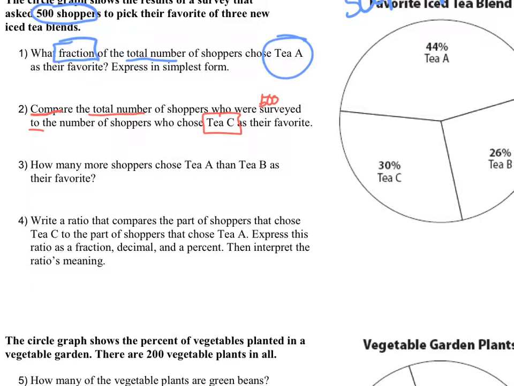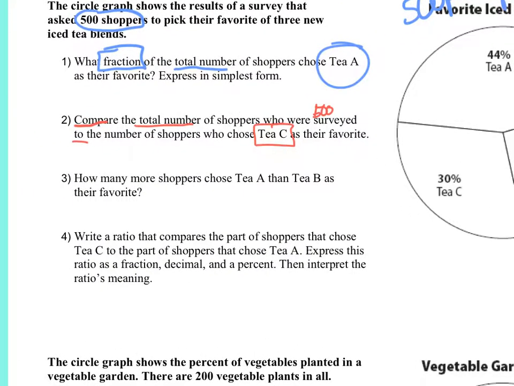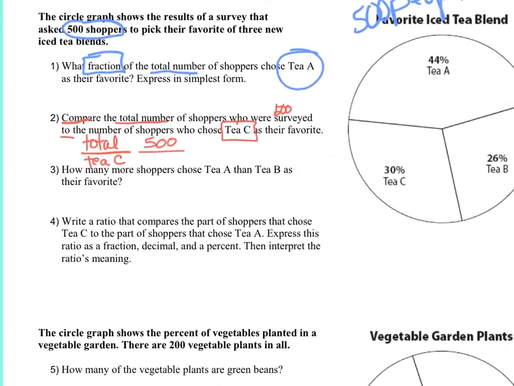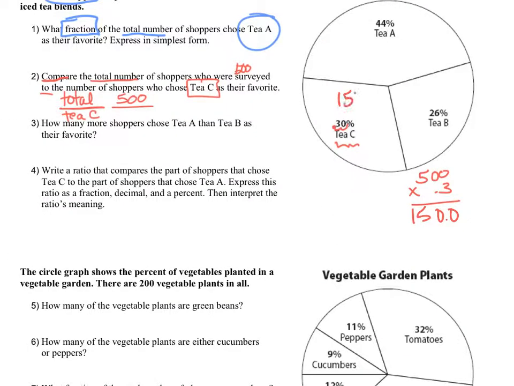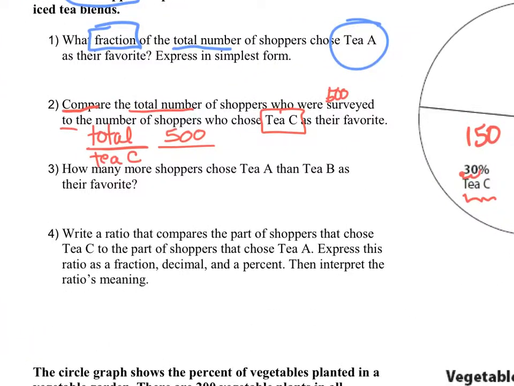So think about that page we did the other day, the bar graphs. When it said compare, it wanted us to divide really. So compare the total to TC. The total is 500. Right. And so now I need to figure out the amount of people that chose TC. So 30% now becomes 0.3 because I moved it 2 spaces to the left. And multiply that by 500, because we're trying to figure out how many people that 30% is. That's 150. So compare, divide 500 by 150.